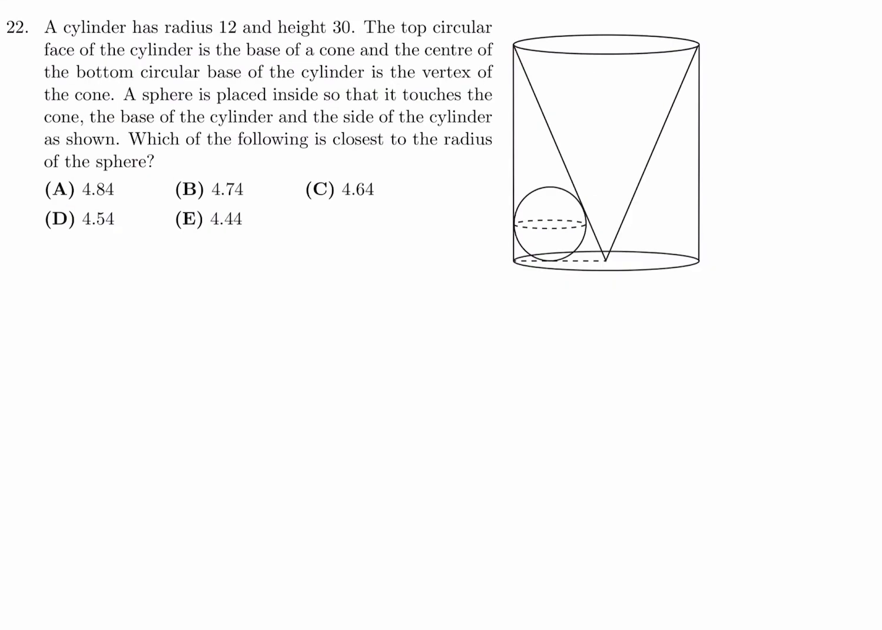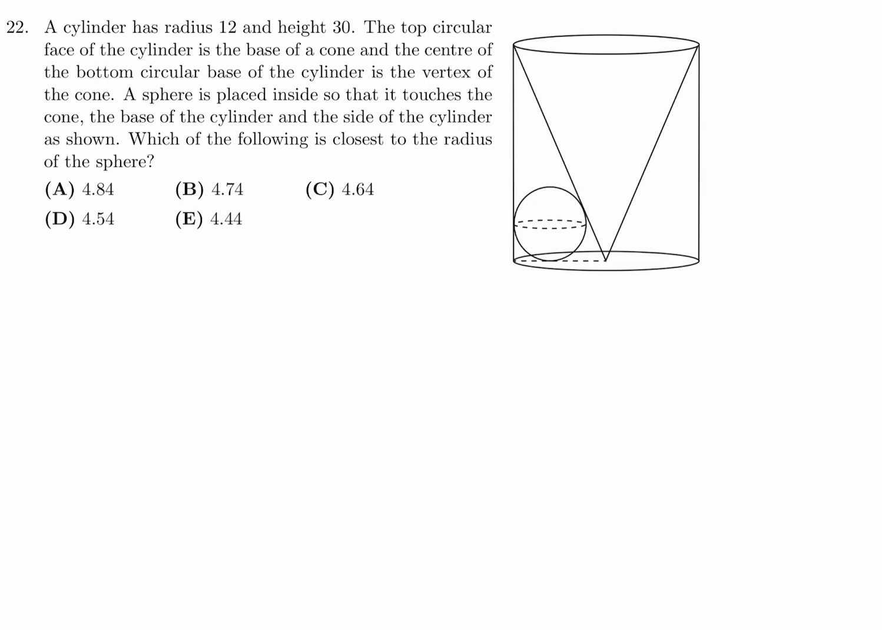A cylinder has radius 12 and height 30. The top circular face of the cylinder is the base of a cone, and the center of the bottom circular base of the cylinder is the vertex of the cone. A sphere is placed inside so that it touches the cone, the base of the cylinder, and the side of the cylinder as shown. Which of the following is closest to the radius of the sphere?